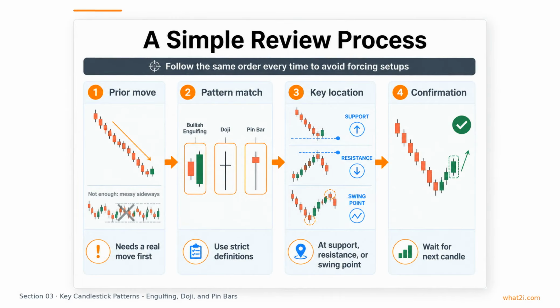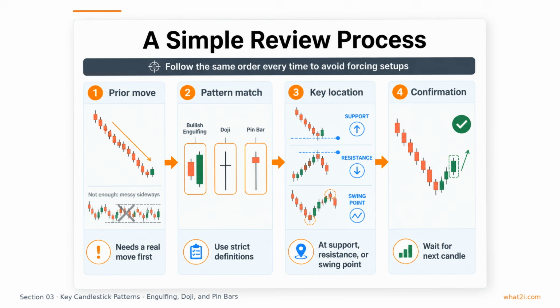A consistent review process helps you avoid forcing patterns onto the chart. Start by asking whether there was a clear prior move, because reversal style patterns mean more after an actual push up or down. Then identify the candle pattern strictly by its definition instead of giving yourself credit for something that is only close. After that, check the location. Did it form near support, resistance, or another meaningful swing point? Finally, wait for the next candle to confirm the idea.